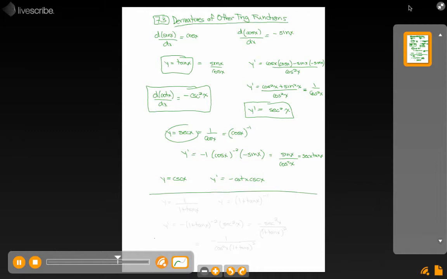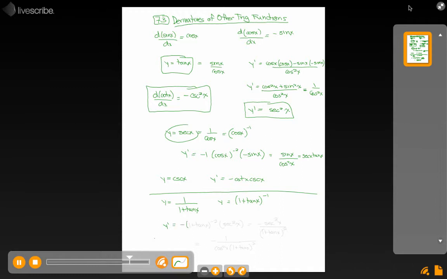So let's try an example where we're asked to differentiate something that's not just on the formula sheet. We've got the function y equals 1 over 1 plus tan x, and we're asked, what's the derivative of that? Again, you have the choice of calling it 1 plus tan x in brackets to the minus 1 and doing it with the chain rule, or doing it with the quotient rule right off the bat. Either way, your answer should look the same in the end.